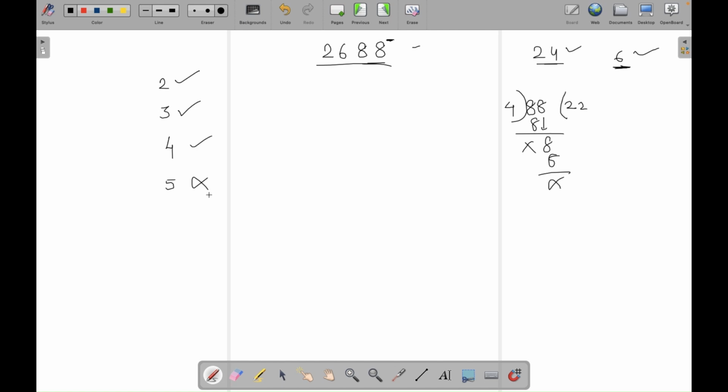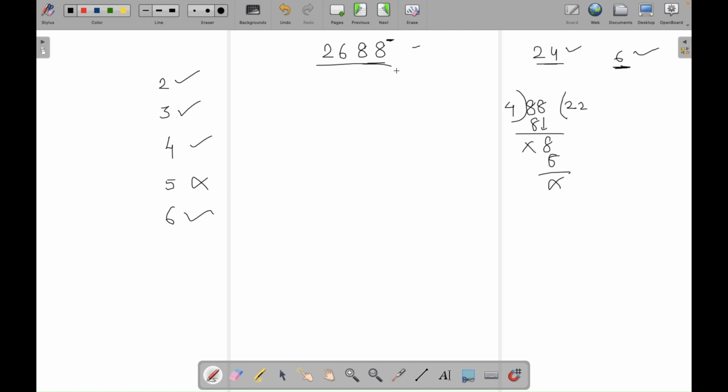Then we can check with 6. What was the rule for 6? We don't have any rule, we just have to check it should be divisible by both 2 and 3. If it is divisible by 2 and not by 3, then it is not divisible by 6. So it has to be divisible by both 2 and 3 at the same time. Since it is divisible by both 2 and 3, it is divisible by 6 as well.